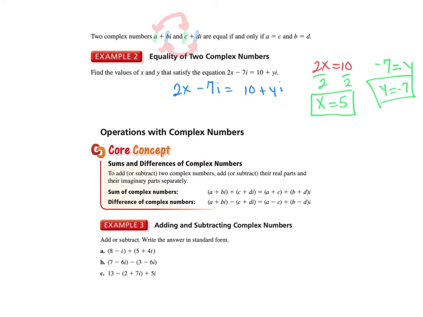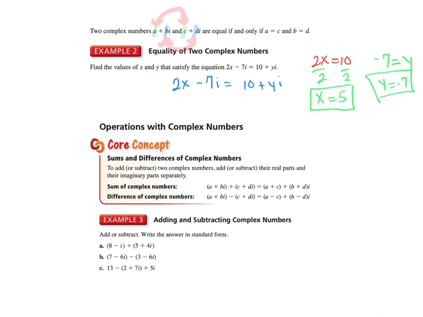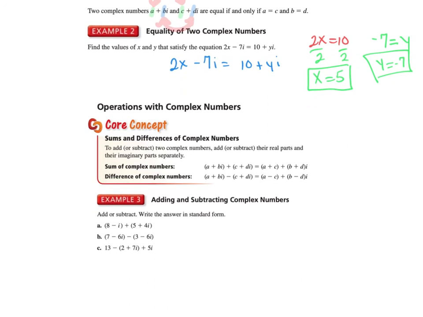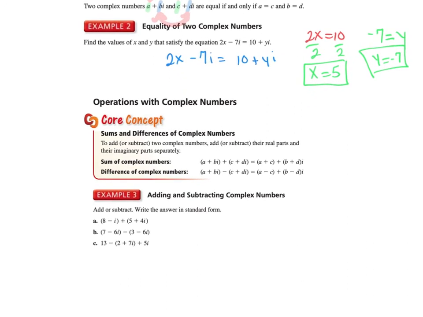All right, so let's take a look. Operations with complex numbers. We're just going to be adding and subtracting today. So we'll do the rest of it tomorrow. So the thing, when we multiply or when we add or subtract complex numbers, we add the like terms. We add the real parts and we add the imaginary parts. That's all you have to remember, okay?